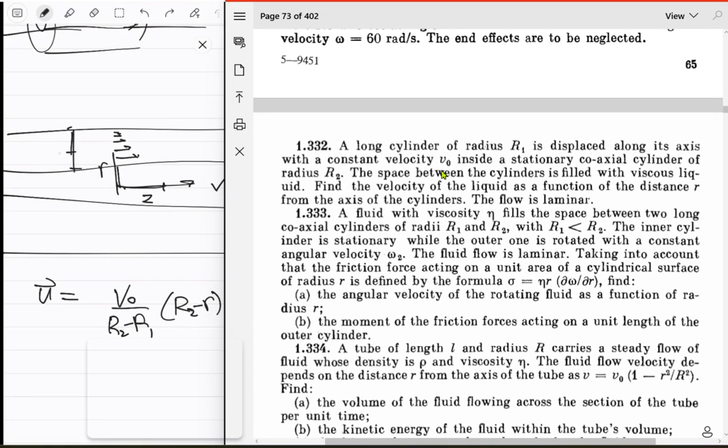Right, wait, what do you actually have to figure out though? Where did that go? Find the velocity of the liquid as a function of distance r from the axis of the liquid. Well, I mean, I already did this, right? If flow is laminar, yes, okay, that works out. Sure, it does look laminar.